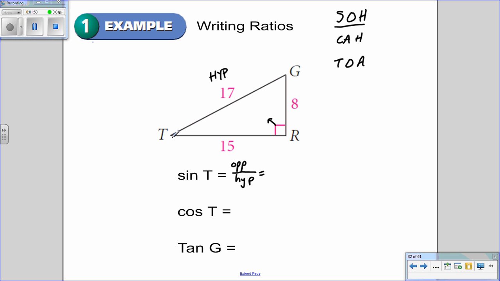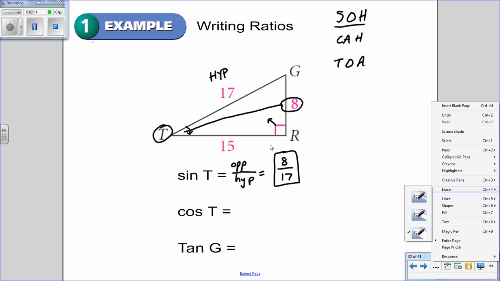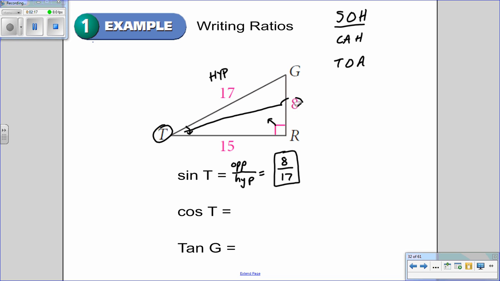So here's angle T right here. Now the side opposite of angle T is 8. That will go on top. And the hypotenuse we've already identified as 17. So the ratio for sine of angle T is 8 over 17.